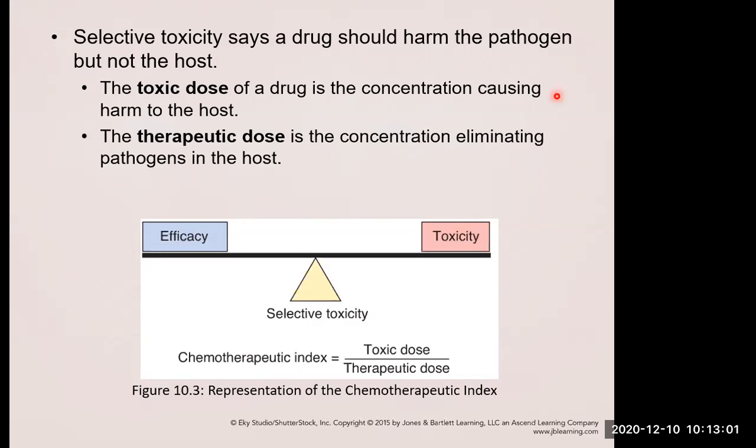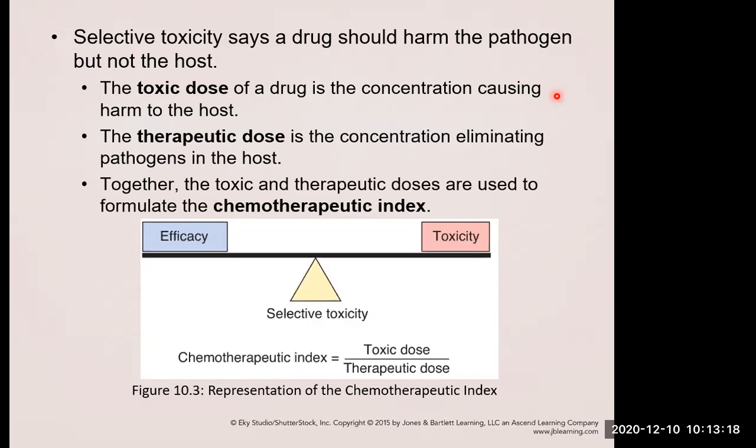The concentration that's going to be effective is going to be the therapeutic dose. So it's going to be effective at getting rid of the pathogen that's going to cause a disease. So we can take these two together. If we divide the toxic dose by the therapeutic dose, we're going to get what's called the chemotherapeutic index.